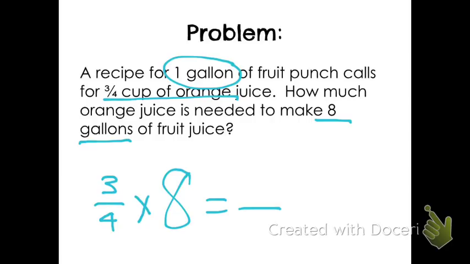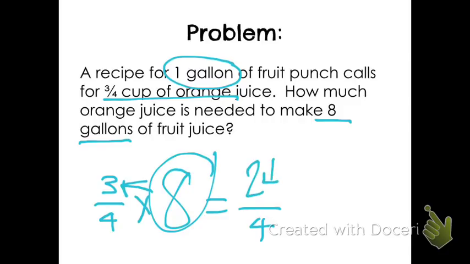So again, just like we've talked about before, I would multiply my whole number, so my big number, times the top number, and leave that denominator the same. So 8 times 3, and I would write my answer down here and have 24/4. What's really important is not just leave my answer like 24/4. Again, that's an improper fraction. So I have to ask myself, 24 divided by 4. So I ask myself again, how many times 4 goes into 24?